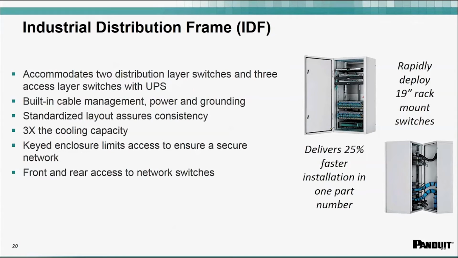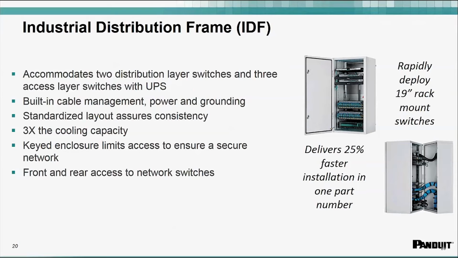The Industrial Distribution Frame, IDF, is intended for 19-inch RU or rack mount network switch deployments for both distribution and access switches. Typically, these are data center type switches like a Cisco 3850 or 2960 in a protected enclosure to survive manufacturing environments. Although this double-hinged enclosure has been available for many years, there have been many challenges impacting reliability and maintenance.